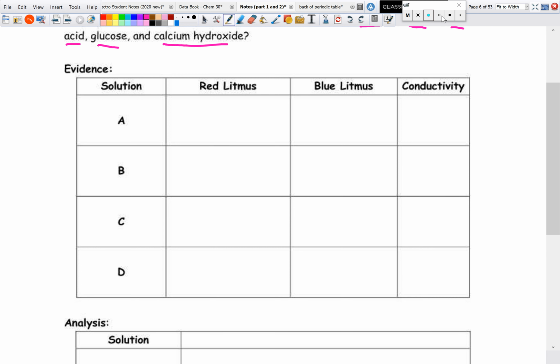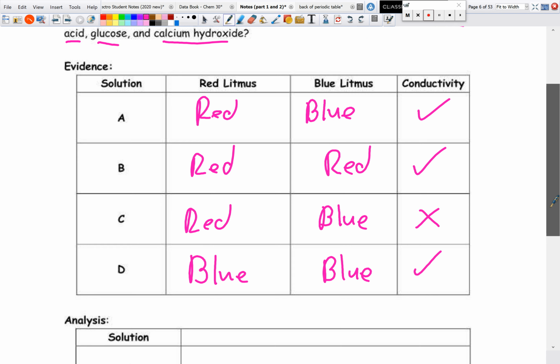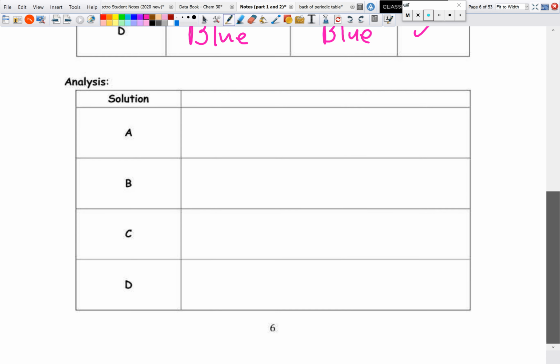Okay? So the evidence is, actually I'll just fill it in right now for you. And here are the results of our solutions. Solution A, red litmus stays red, blue stays blue, and it is conductive. Solution B, red litmus paper stays red, blue litmus paper turns red, and it is conductive. C, red litmus paper stays red, blue litmus paper stays blue, and it is not conductive. And of course D, red litmus paper turned blue, blue litmus paper stayed blue, and it is conductive. So based on those results, which of the compounds are which?